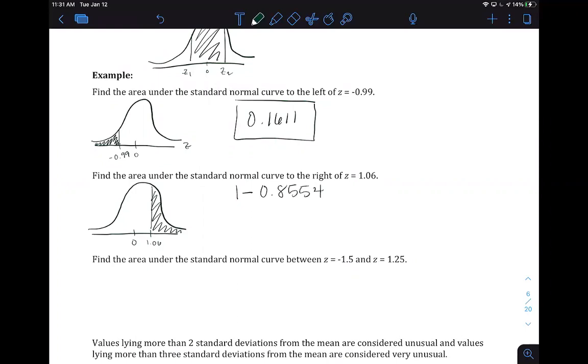Something I'm going to add in this little sketch: the area in this white spot is that 0.8554. So then go ahead and subtract, and we get 0.1446.